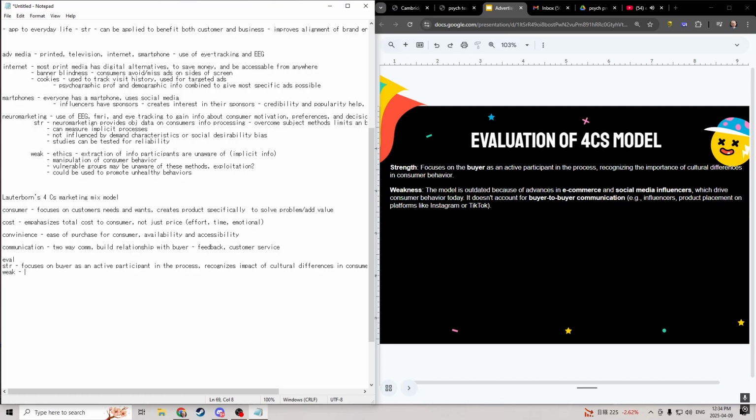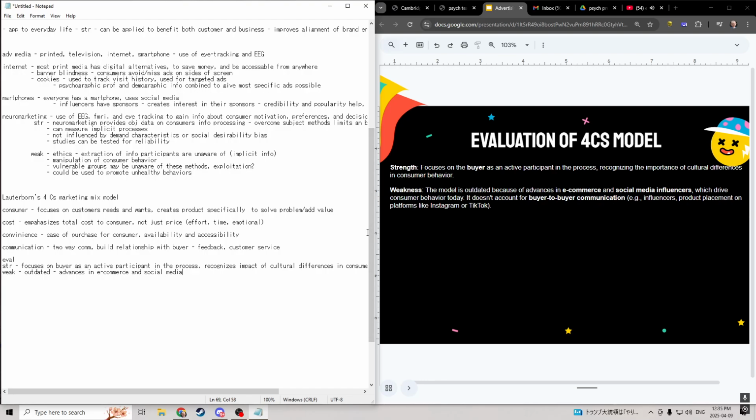And we got our weakness, which is model outdated. Advances in e-commerce. Wow, I used a hyphen. I'm so cool. Why does the hyphen look so high? Okay. Advances in e-commerce and social media influencers, so we're just gonna say social media, which drive consumer behavior today. It doesn't account for buyer-to-buyer communication.